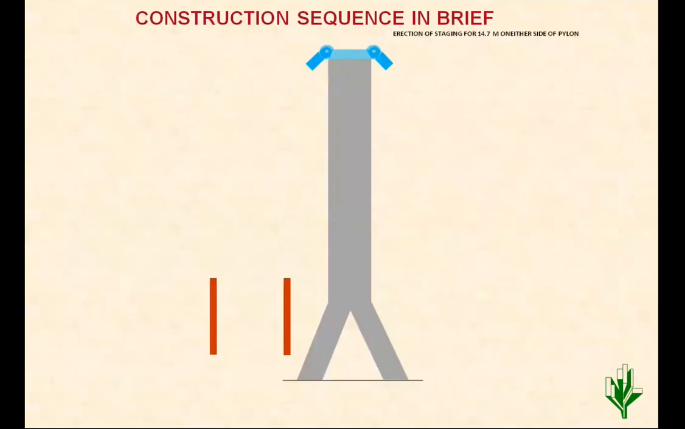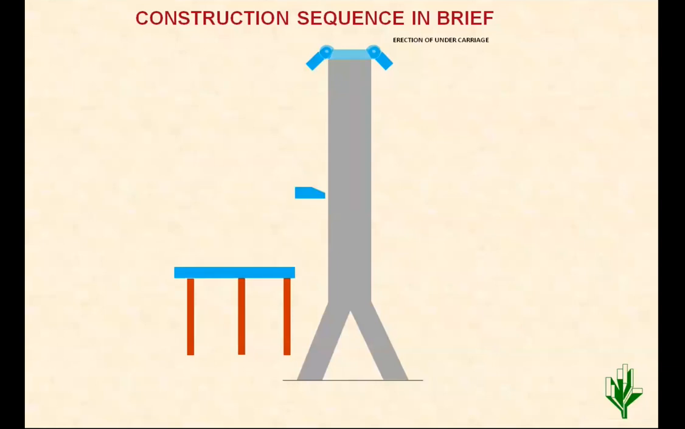I'll explain in brief the erection sequence that was used there. First the pylon is completed. Then to start the deck erection, first up to the first cable, that is around 12 meter, staging is erected like regular bridges. This is the staging that is erected. On the top of the staging, some beam arrangements are made. On top of the beam, conventional shuttering is placed. Then anchorage is placed, reinforcement is placed, then concreting is done.